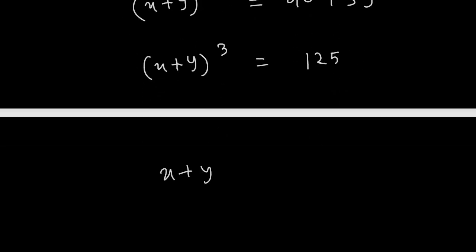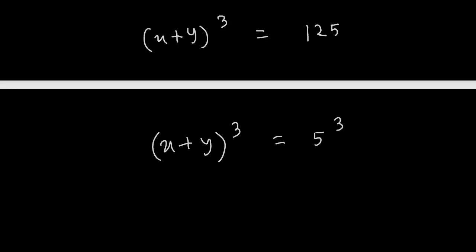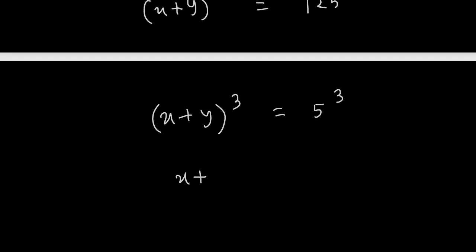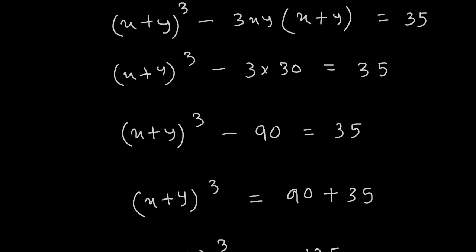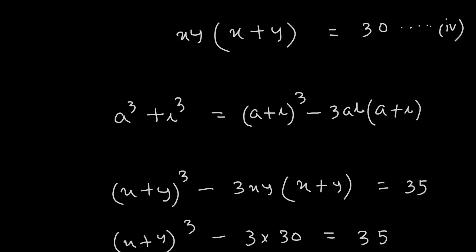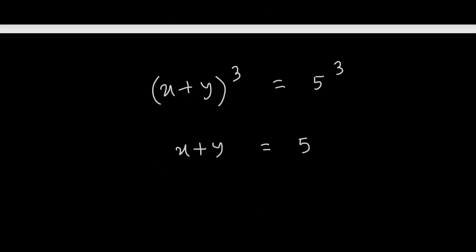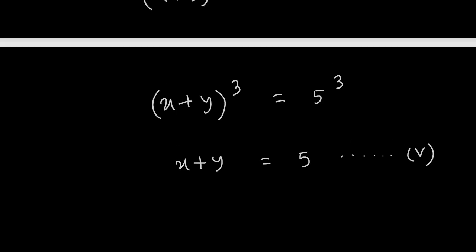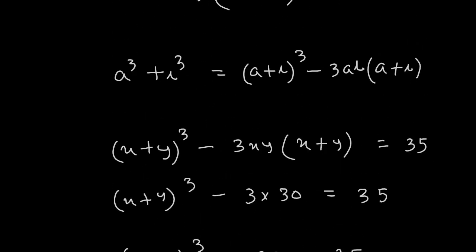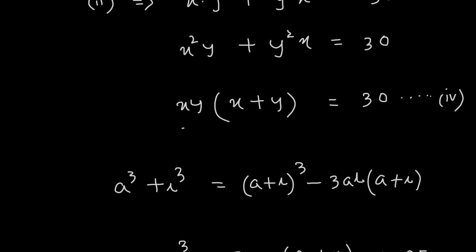From here we have x plus y whole cube equals 5 cube. So we have x plus y equals 5. This is equation number 5. If we put the value of x plus y equals 5 in equation number 4 here, we'll get the value of xy.